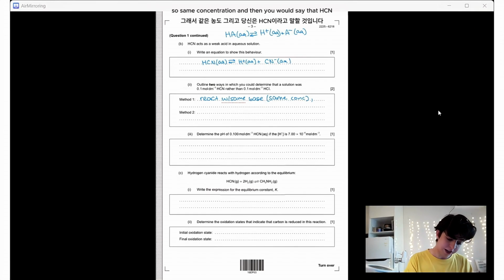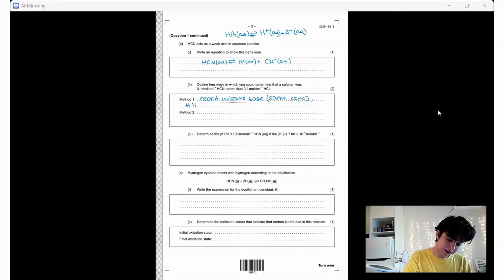So same concentration, and then you would say that HCN would react slower.